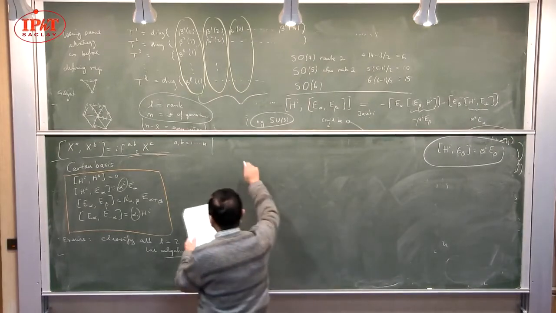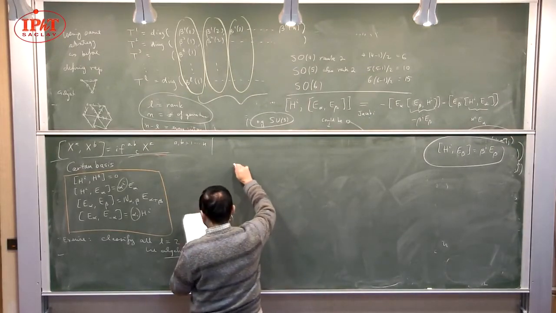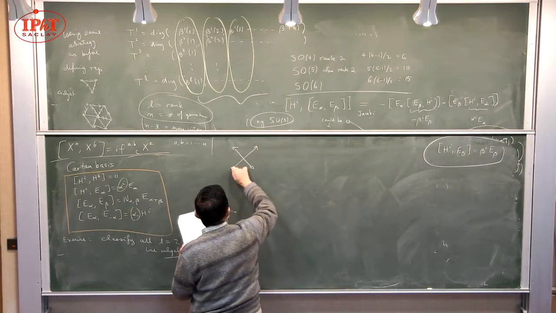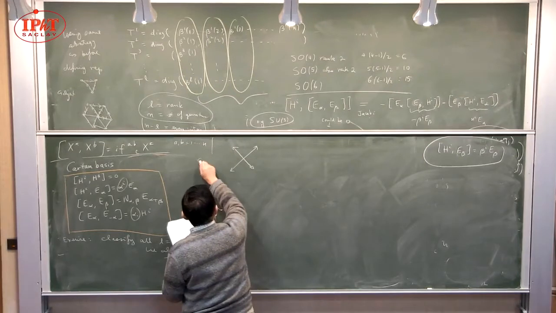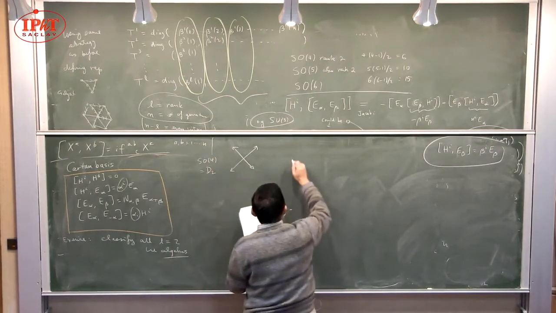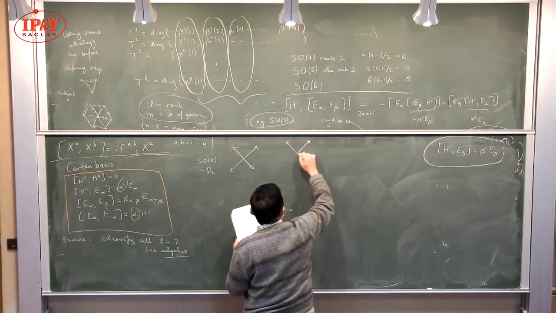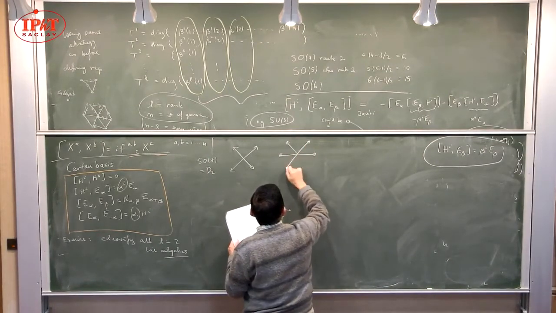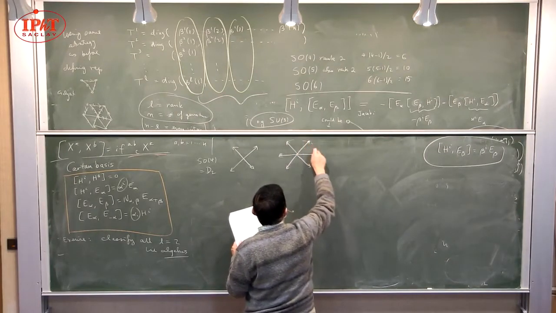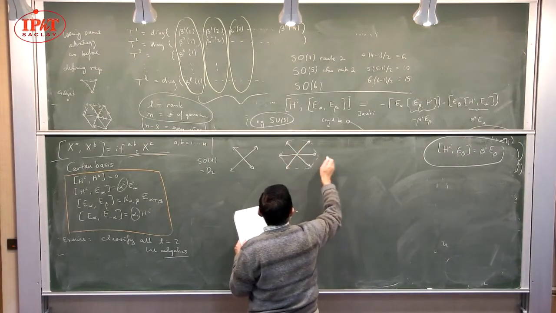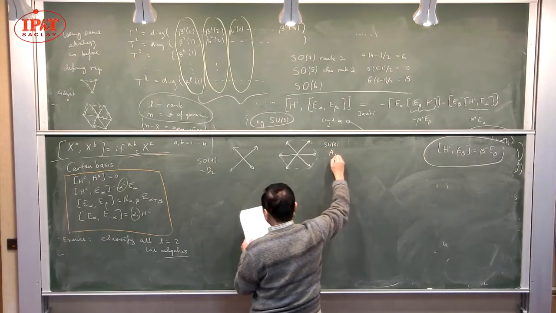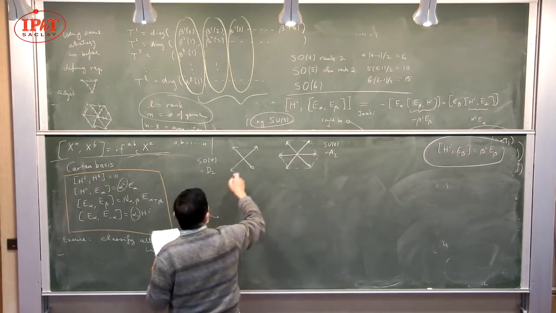Okay, so all the rank 2 algebras. There's this guy. This is what physicists call SO4 and what mathematicians call D2. There's this guy, which is what physicists call SU3 and what mathematicians call A2. Okay.